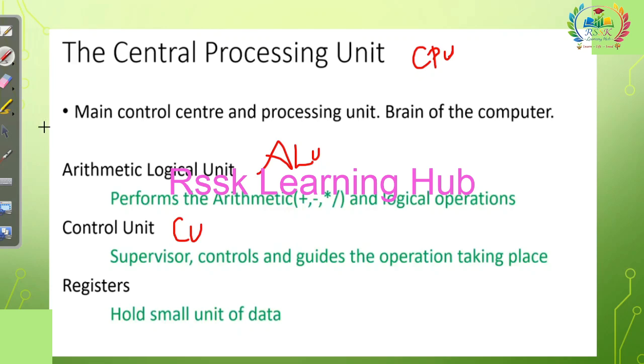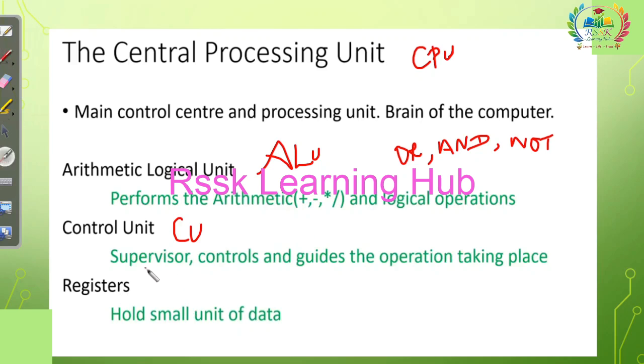Now we will see what is the use of ALU. ALU performs the arithmetic operations, that is plus, minus, multiplication, division, and logical operators. What are the things that come under logical operators? Note down: OR, AND, and NOT. In the second chapter we will learn very deeply about these logical operators, how OR, AND and NOT function.